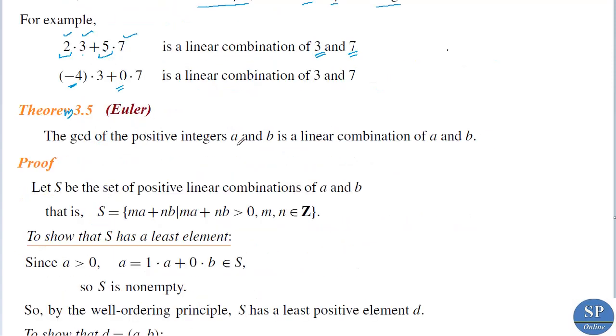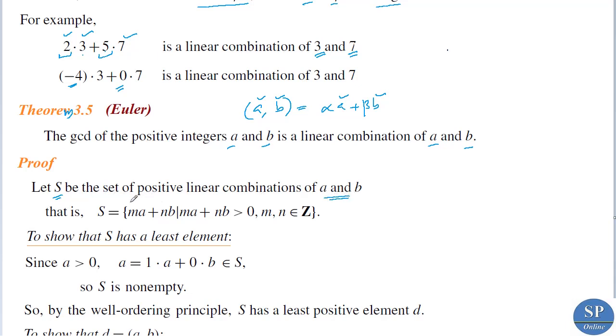The GCD of positive integers A and B is a linear combination of A and B. That is, if we have two positive integers A and B, then their GCD is some alpha into A plus beta into B. That is, the GCD of any two positive integers is nothing but a linear combination of that A and B. Right? That is, if we have any two positive integers A and B, then their GCD can be expressed as a linear combination. Right? So to prove this, let S be the set of positive linear combinations of A and B.